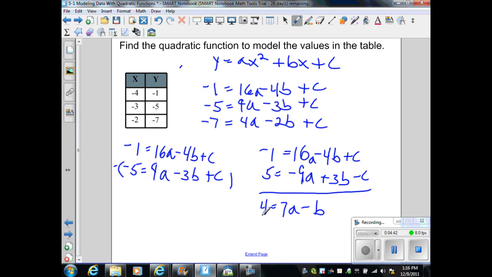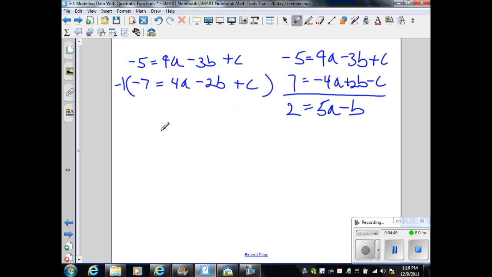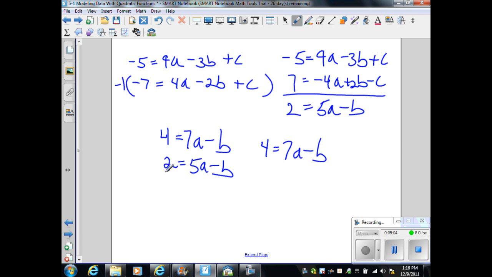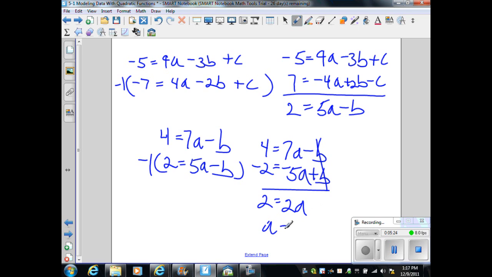And from my previous equation, I have 4 equals 7a minus b, and 2 equals 5a minus b. Multiplying by negative 1 on the bottom, that will give me 4 equals 7a minus b. And on the bottom, when I multiply that by negative 1, that gives me negative 2 equals negative 5a plus b. And when I simplify, that gives me 2. The b's will cancel, and 7a minus 5a gives me 2a. Then I know that a is equal to 1.